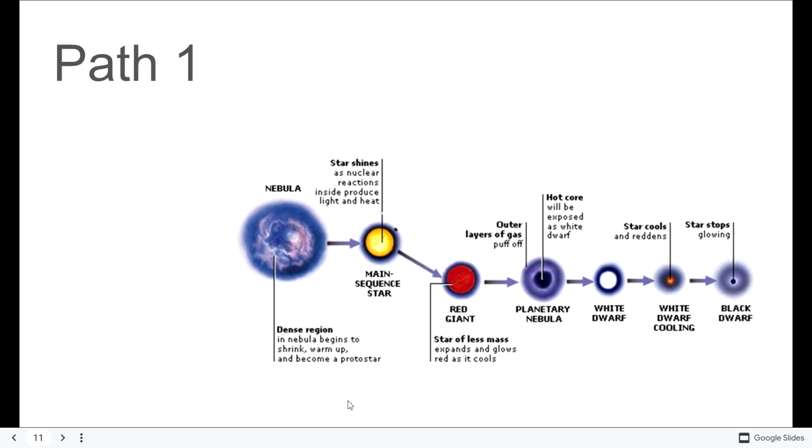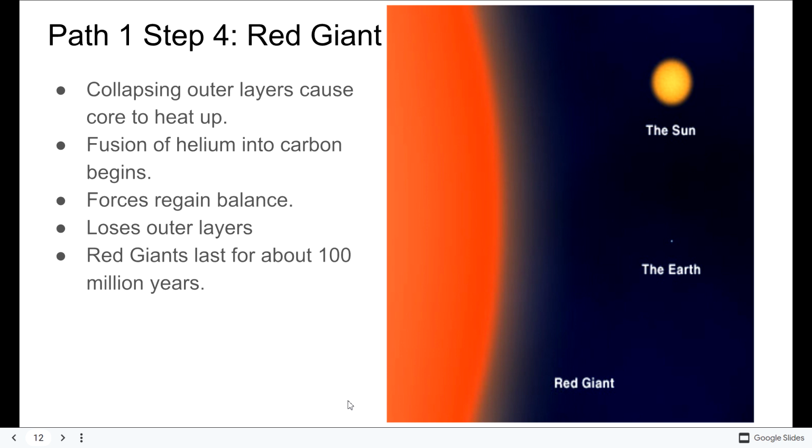So path 1. This is the same image that you copied down before, so you don't have to write it down again. But this is the bottom part of that summary slide. So path number 1, red giants. You have a collapsing star because of that lack of nuclear fusion. So everything collapses in, the core starts heating up, and now all of a sudden the core has gotten hotter. So now the core is hot enough that it can fuse helium into carbon.